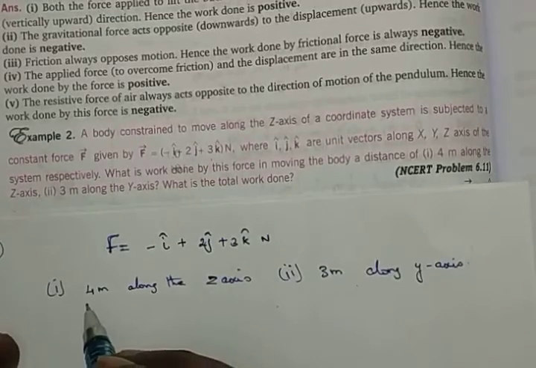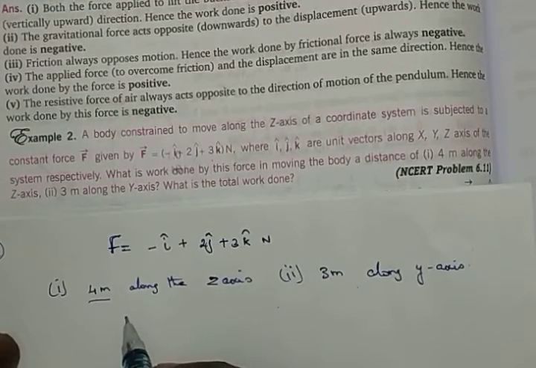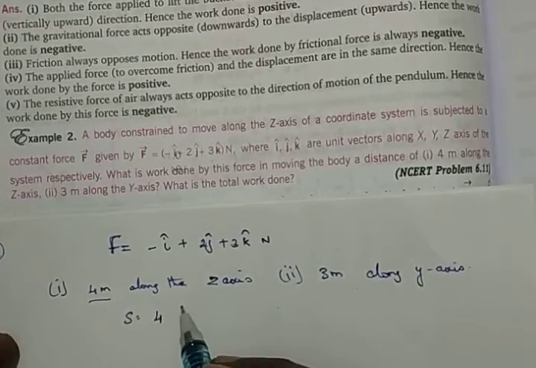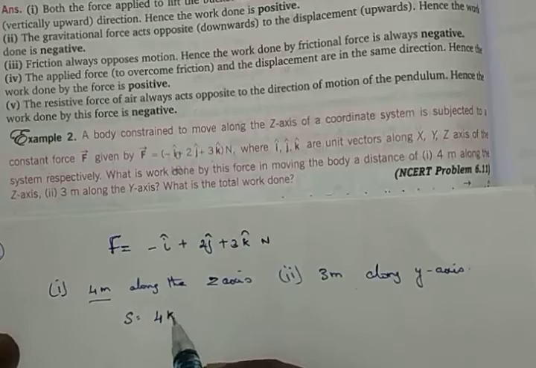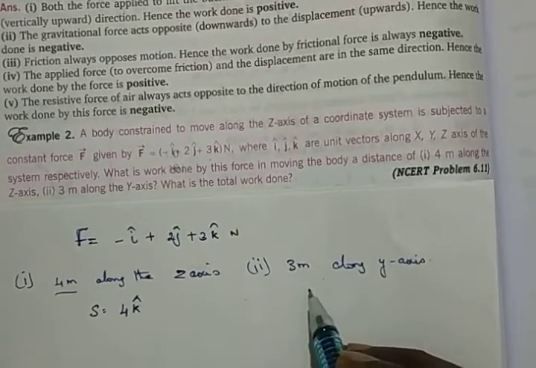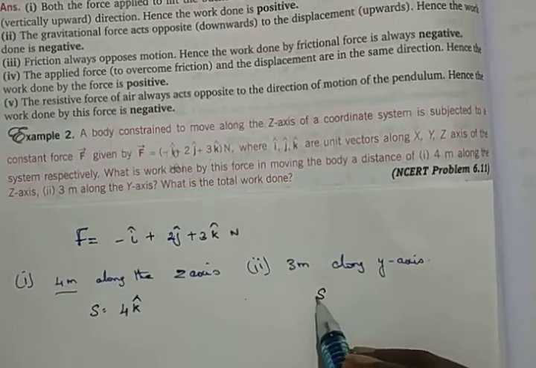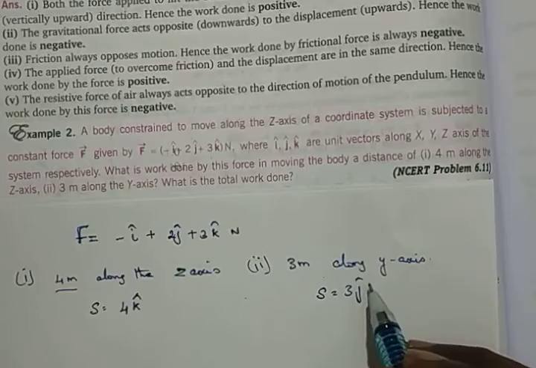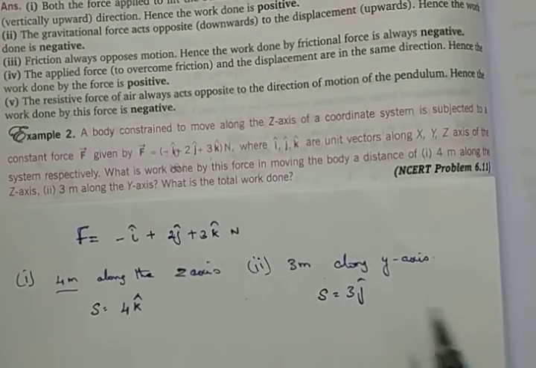It is saying 4 meters along the z-axis, and what does it mean by that? The distance is going to be equal to 4, in which direction? The z-axis. It is going to be k cap. So 4 k cap is the distance here, and here 3 meters along the y-axis. So distance is going to be equal to 3 j cap. We need to find out the work done here.